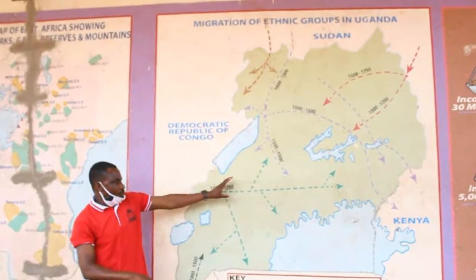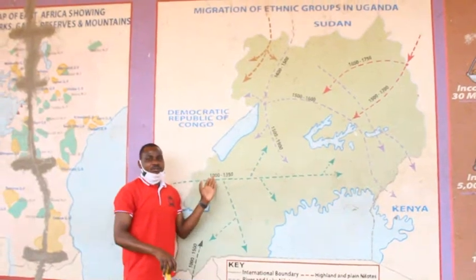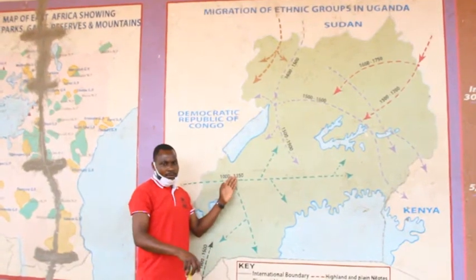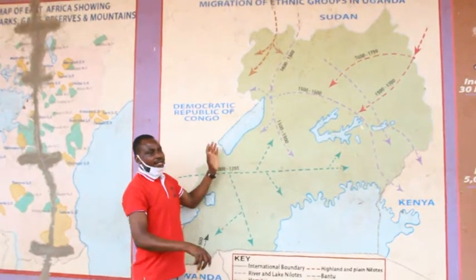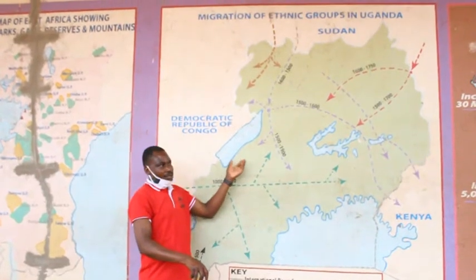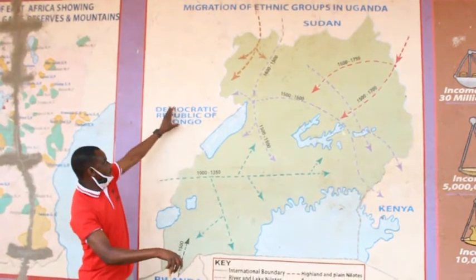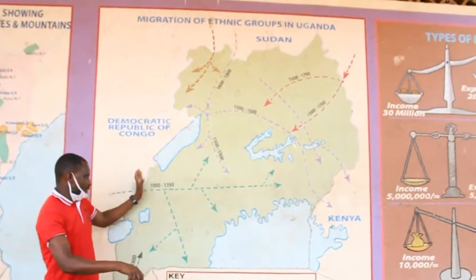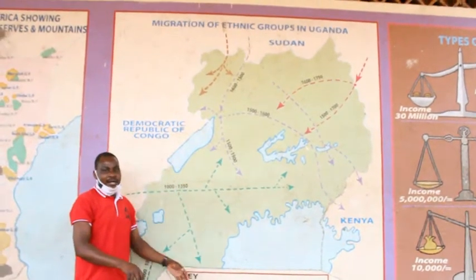The Bantu carried out crop growing. The major occupation of the Bantu was crop cultivation, or you can say crop growing. The Bantu originated from the Cameroon highlands. They came from the Cameroon highlands in Western Africa. But before entering Uganda, they passed through the Democratic Republic of Congo, then later they entered Uganda through the western direction. The Bantu form the largest population in Uganda.